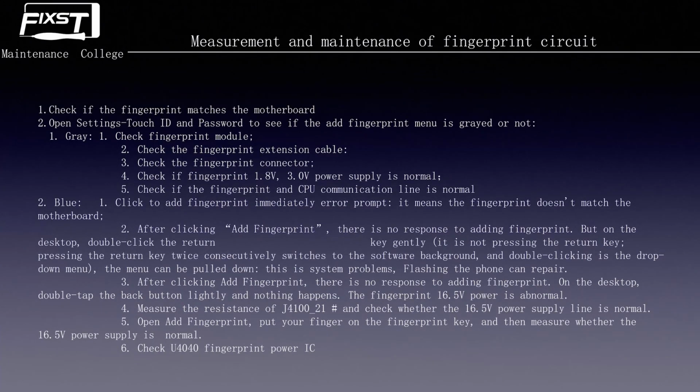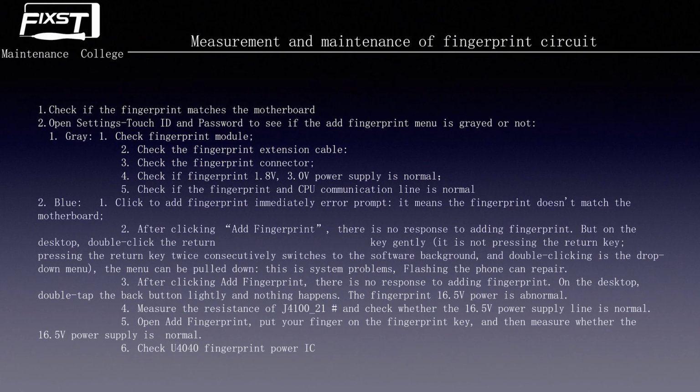Now we mainly talk about the fingerprint circuit, how to repair it. Before we repair the fingerprint, first we need to confirm that the fingerprint is matched to the motherboard, matched to this phone. If the fingerprint is not matched to the motherboard, not matched to this phone, you cannot repair it. The fingerprint is encrypted for the motherboard, so we cannot change it. After you confirm the fingerprint is matched to the motherboard, you can follow the coming steps one by one to test and repair it.